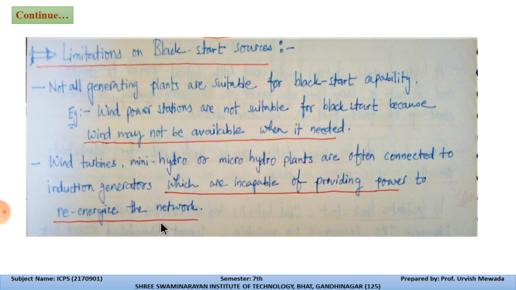Because if wind pressure is not available, then that induction generator, as we know that an induction motor runs at the negative slip, then it will behave like a generator. So for that we need to rotate that turbine at the negative slip, or with, we can say, high speed. If wind speed is not available, then that will not be useful to restore the grid.